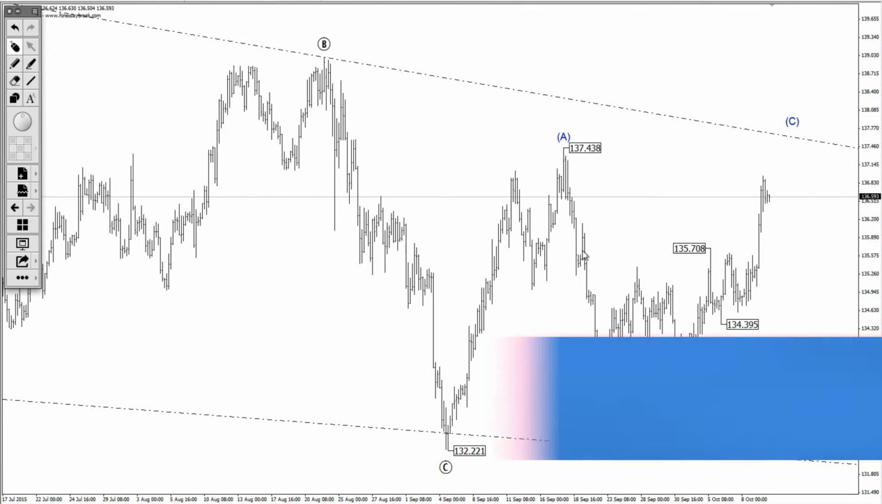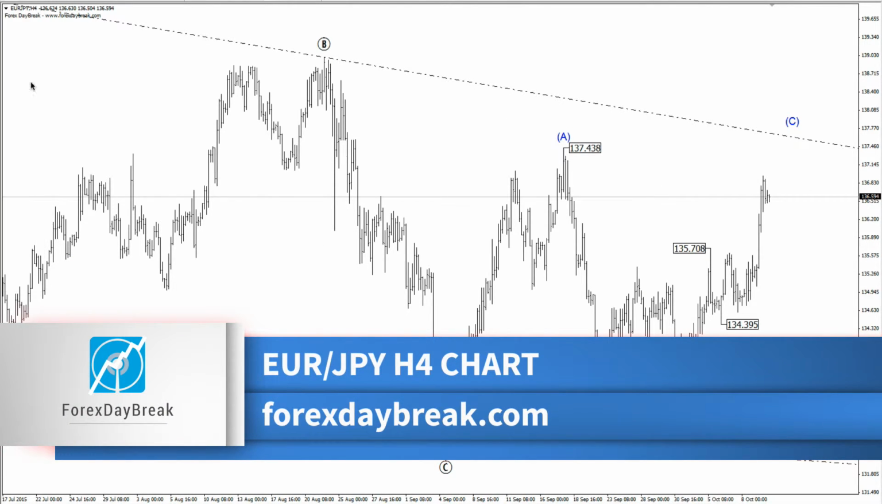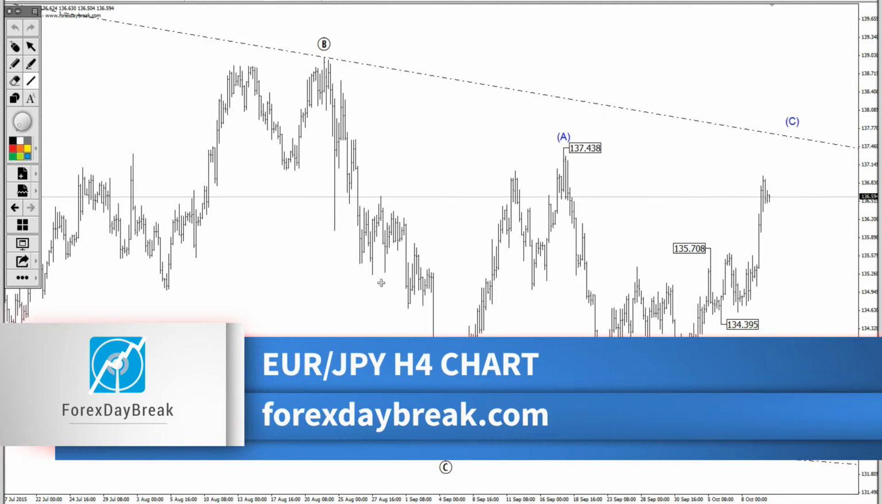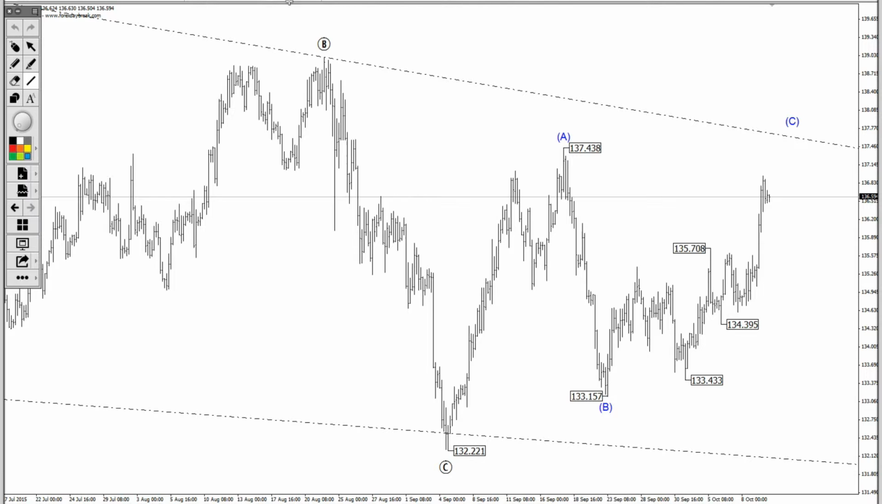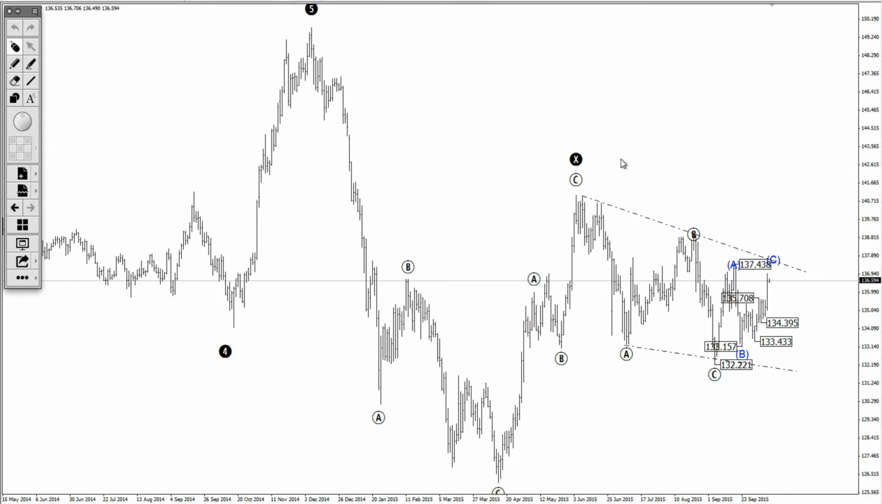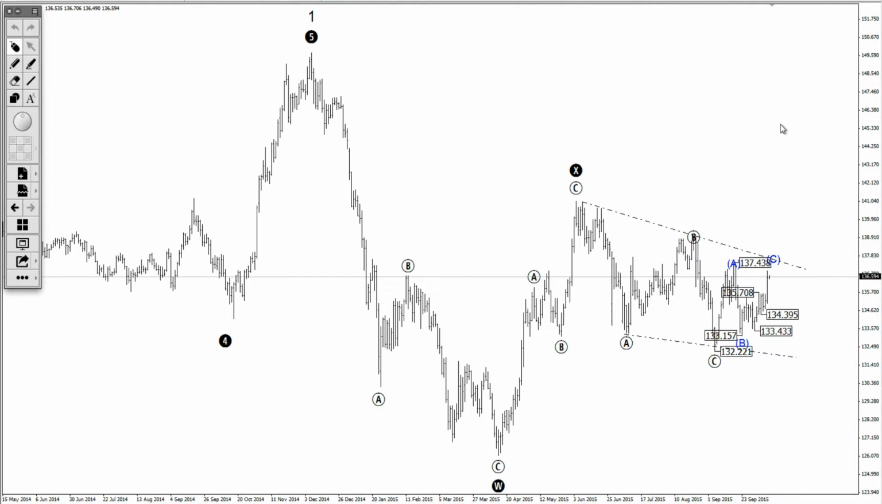Alright, euro yen next, and here I made a slight revision on the count. Now this count, we can actually see it on the daily chart. So this count is proposing a triangle as the Y part of this larger corrective phase. So I have labeled W and X here, and now this unfolding triangle would form the intermediate wave Y of this larger correction.